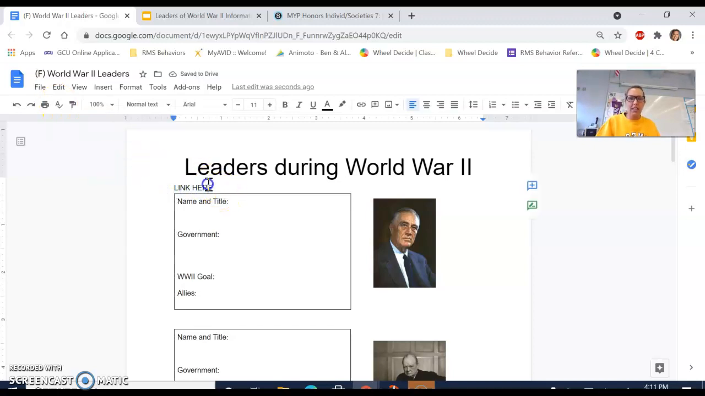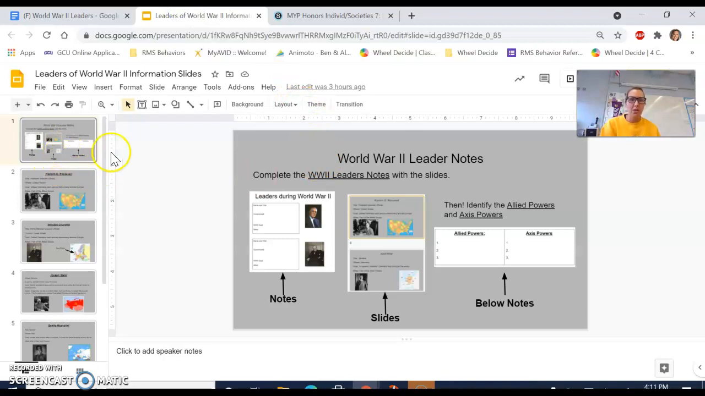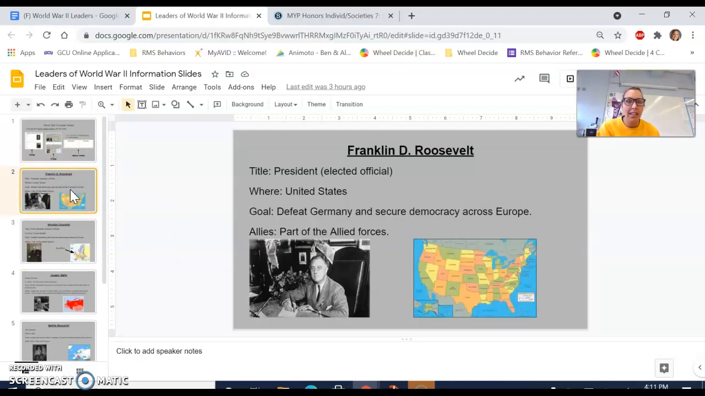Alright, so you'll click on this link and it will open up the Leaders of World War II notes. You'll see in the Pear Deck or in the slides here that it'll say complete World War II Leaders notes with the slides. So you'll have the notes open, you'll have the slides open, and then at the end you got to figure out who's on whose team. So when you go through the slides, what you'll notice is they're outlined the exact same way as the notes.